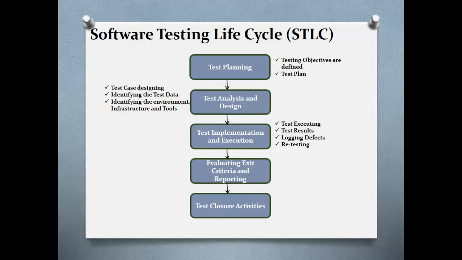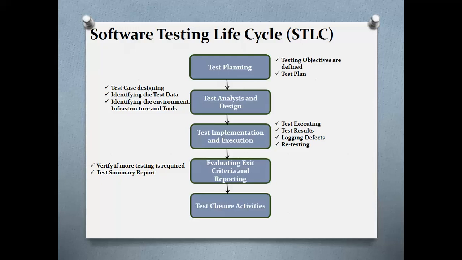In the next phase, which is evaluating exit criteria and reporting, logs generated in the previous phase are checked against the exit criteria determined in the planning phase to check if more testing is required. A test summary report is created for stakeholders to review the progress of testing.